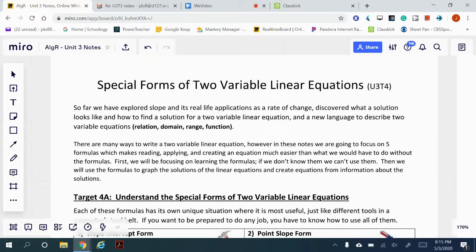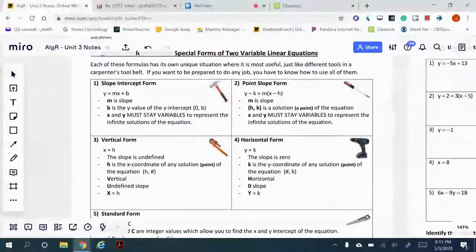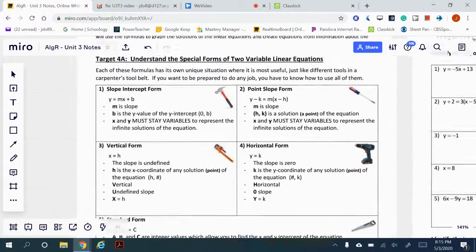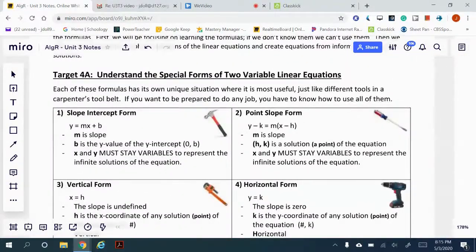In the third target, we started really digging into functions and how to know when a relation was a function, and then how to communicate and work with function language, function notation. And what we're going to be digging into now is working with our two-variable equations, but working with them in very specific forms. All right. Now, some of these you may have actually seen before. Well, we definitely saw them first semester, but even before that, you might have seen some of these. These formulas are going to be super important here in the last couple sets of notes going forward.